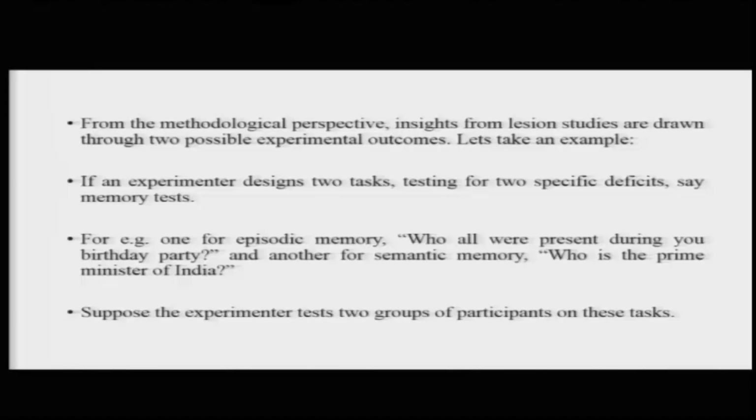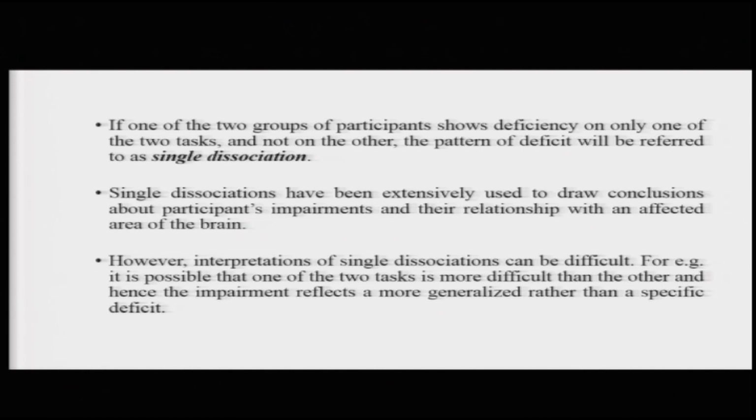So for example, who is the Prime Minister of India, or what is the capital of Philippines, things like that. Now suppose the experimenter is testing two groups of participants on these tasks. There are two things that can happen. One of the two groups of participants shows deficiency on only one of the two tasks and not on the other. The pattern of deficit will be referred to as single dissociation.